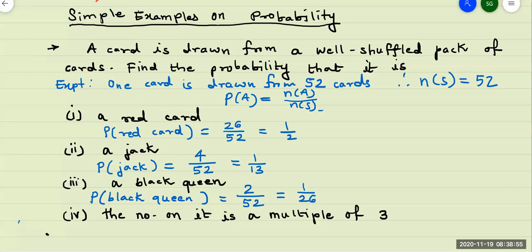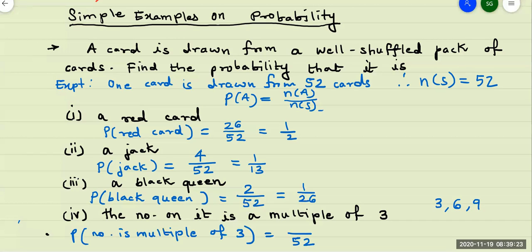And the last problem, here you have to count the number on it is a multiple of 3. So probability that the number is a multiple of 3. So the denominator is going to be 52. And what about the numerator? Again, I'm counting 3, then 6 also is there and 9 also is there. After that, in the table of 3, 12 comes, but 12 doesn't appear on any of the cards. And therefore, you can have only 3 possible outcomes for the event that the number on the card is a multiple of 3. These are the favorable outcomes for the event.